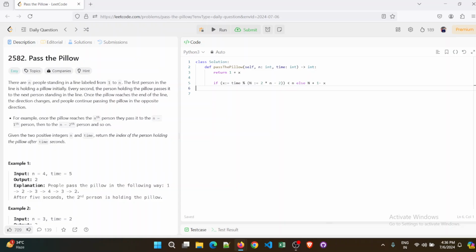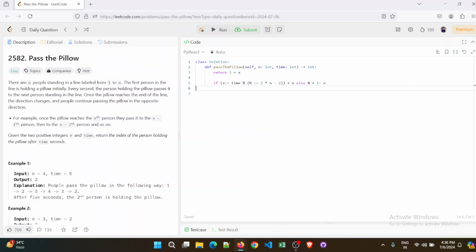Then we check the conditional. We check if x is less than n. If it is, it means we are in the forward passing phase from person 1 to person n. We return 1 plus x, which gives the index of the person holding the pillow. If x is not less than n, it means we are in the reverse passing phase from person n back towards person 1. So we return n plus 1 minus x to get the correct index of the person holding the pillow.